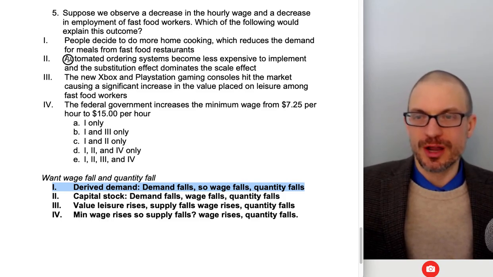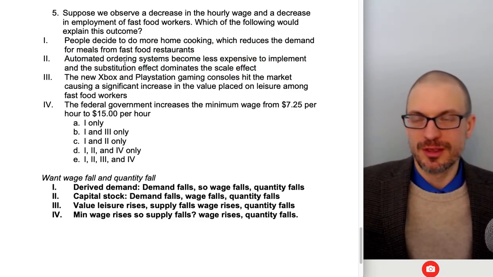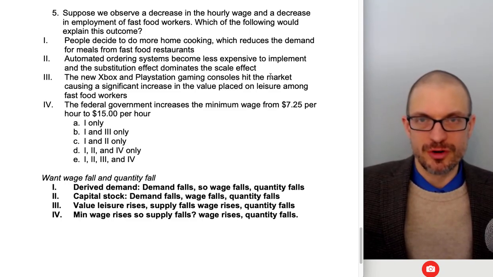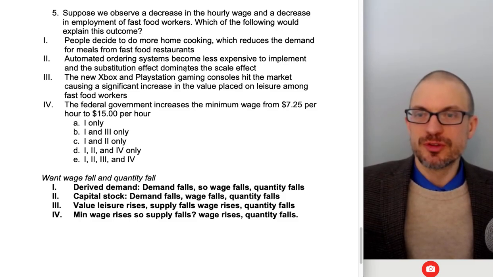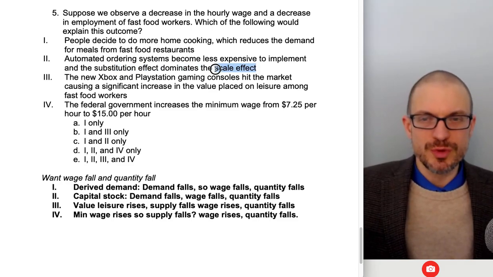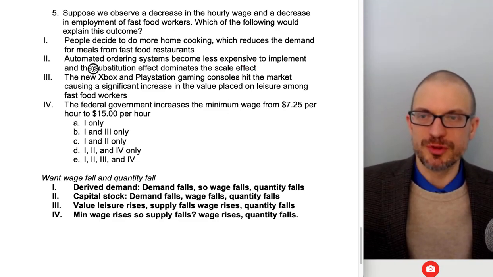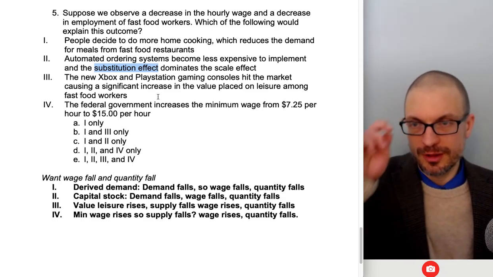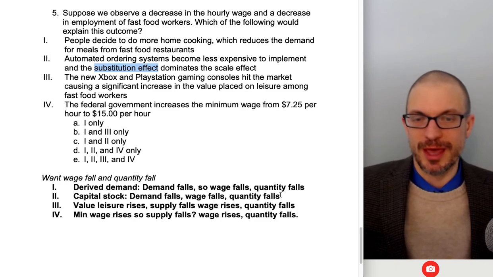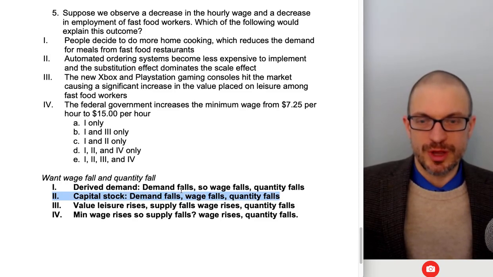All right, what about number 2? Automated ordering systems become less expensive to implement, and the substitution effect dominates the scale effect. All right, so this is a decrease in the price of capital, which means it's going to be easier on average for firms to substitute capital for labor. If the substitution effect dominates the scale effect, remember, without too much confusion, we can think of the scale effect as like workers being a complement for machines. Substitution effect, this is like workers replaced by machines, right? So if the substitution effect dominates the scale effect, on average, people are losing their jobs, right? That's a decrease in labor demand. When labor demand falls, wage falls, and then quantity falls.